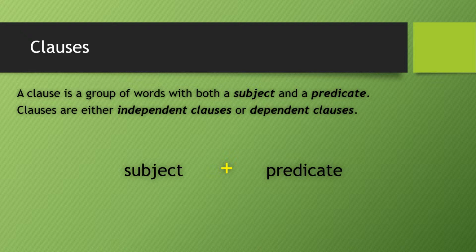A clause is a group of words with both a subject and a predicate, and clauses are either independent clauses or dependent clauses. So, again, a clause is a group of words that has a subject plus a predicate. Now, what's the distinction between independent clauses and dependent clauses?